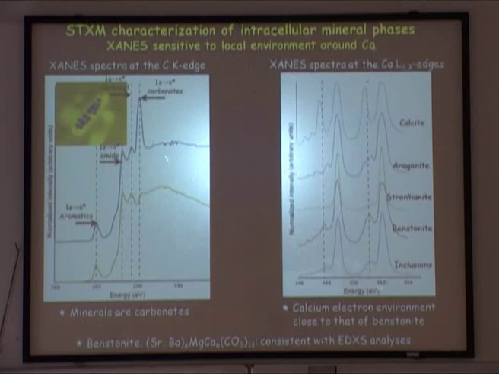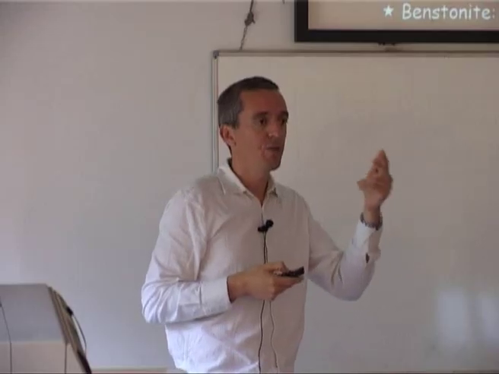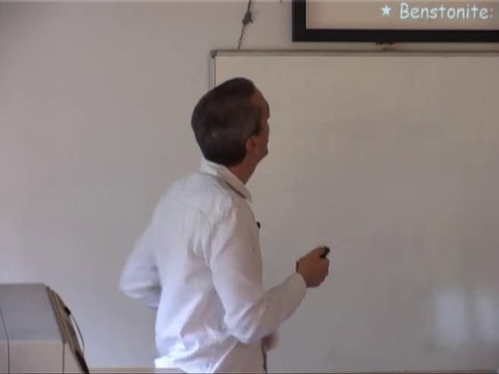The single difference between these two spectra is this peak here. This peak is at 290.3 electron volts. This is characteristic of carbonates. So those inclusions, they are carbonates. We know from TEM that they are calcium, magnesium, strontium, and barium carbonates.